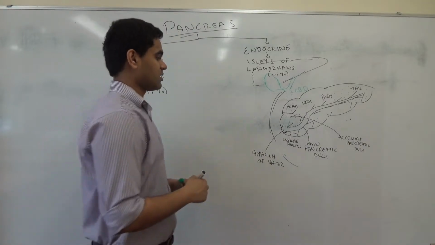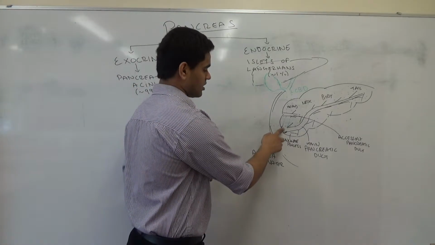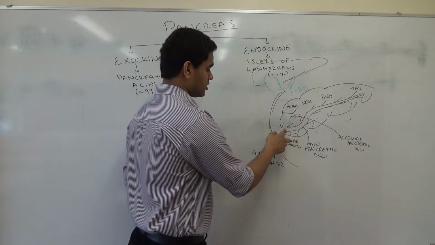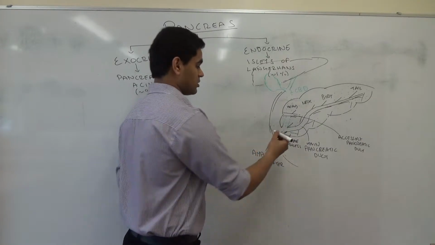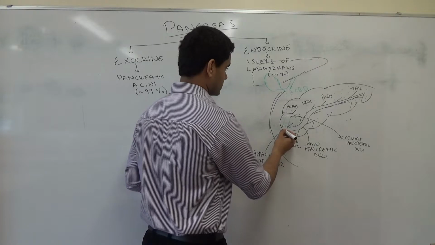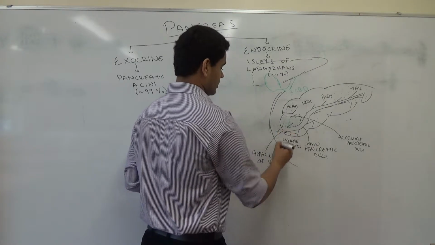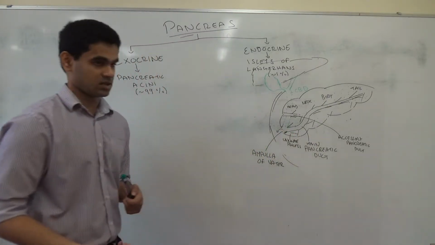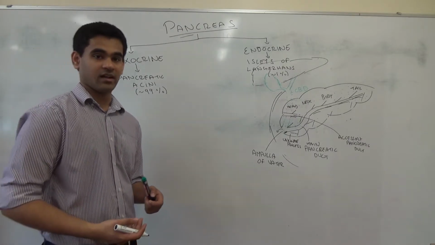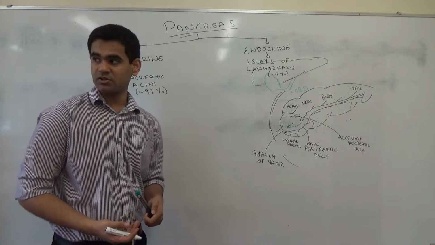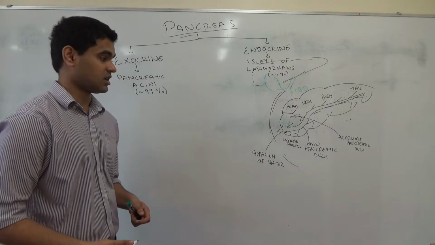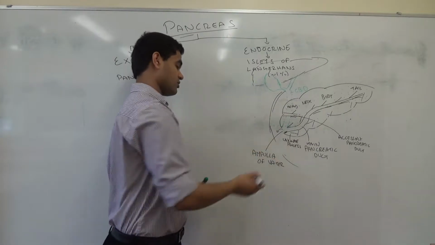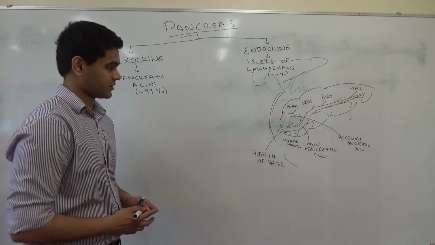Okay. Now, eventually the ampulla of Vater, as I mentioned, opens out into the duodenum, which allows secretions to enter the duodenum, which is part of the small intestine, and allows exposure of these digestive juices to the food that is transiting through the duodenum from the stomach.